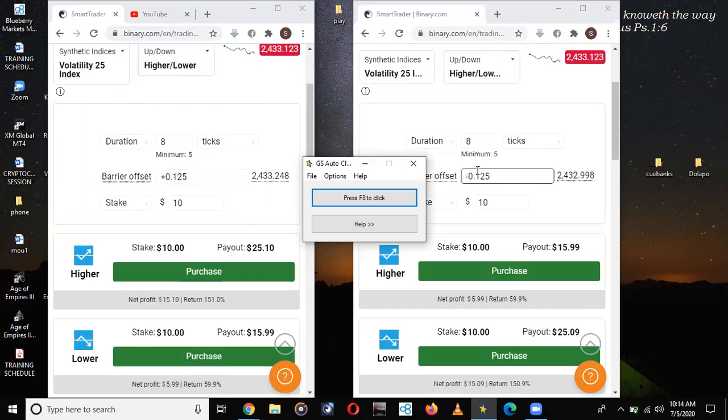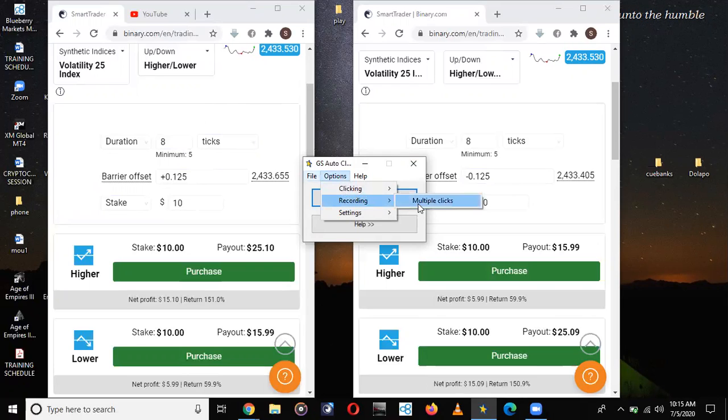That's the only condition. Because if it ends in between this plus 0.125 and minus 0.125, it is going to lose. That's the only time it loses. So if it goes in any direction, whether plus 0.125 or minus 0.125, we will be winning this trade. Very quickly, let me set this because this is what we'll be using.